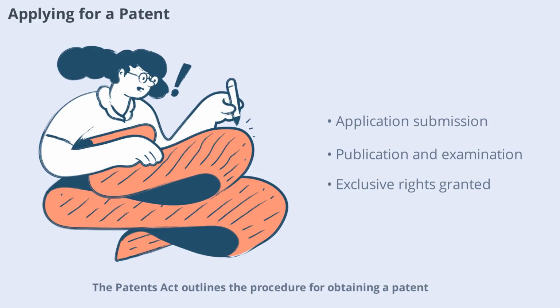The Patents Act outlines the procedure for obtaining a patent. The inventor must submit an application with a provisional or complete specification. The application is published and examined, and oppositions are invited. If no opposition arises or it is resolved in favor of the inventor, the patent is granted and sealed, conferring exclusive rights for 20 years. This process ensures transparency and fairness in granting patents.